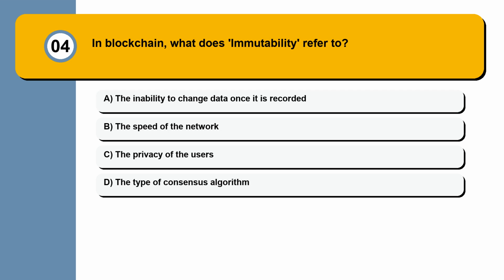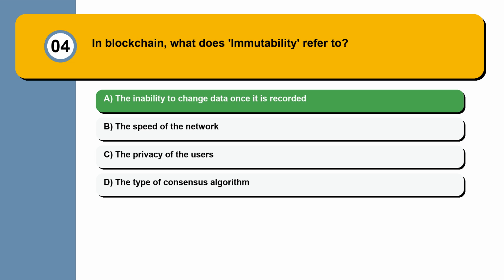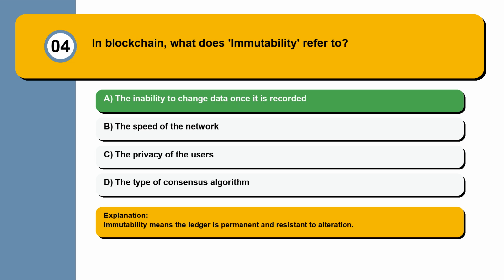Question 4. In blockchain, what does immutability refer to? The inability to change data once it is recorded. The speed of the network. The privacy of the users. The type of consensus algorithm. Immutability means the ledger is permanent and resistant to alteration.